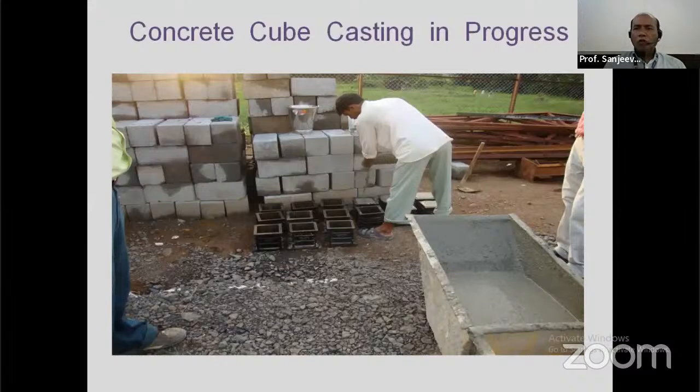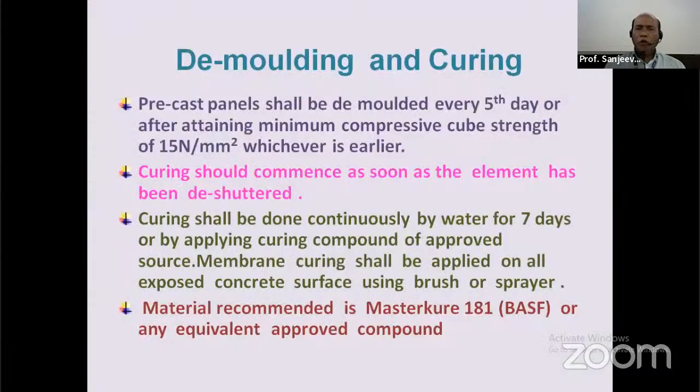Next, the concrete cube casting is in progress. This is how the concrete cubes were cast for the precast wall panel work. And next, demolding and curing. Precast panels were to be demolded every 5th day after attaining minimum compressive cube strength of 15 Newton per millimeter square, whichever was earlier. Curing could commence as soon as the element was deshuttered.